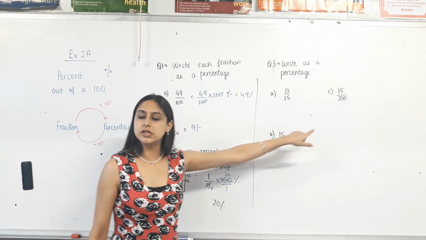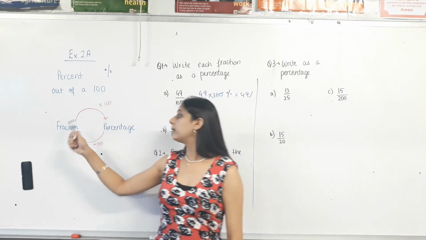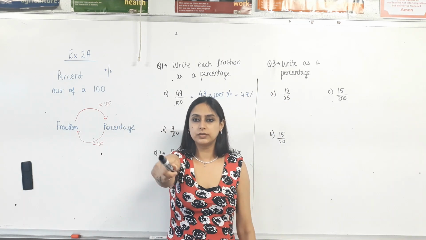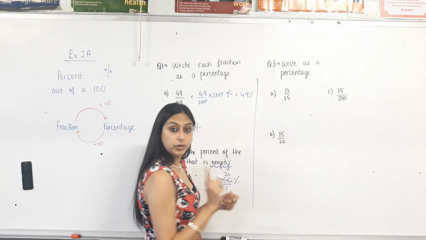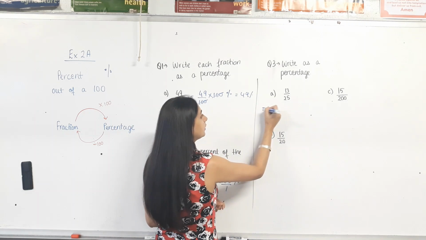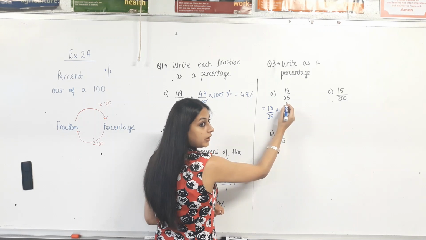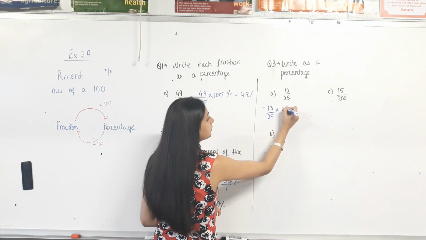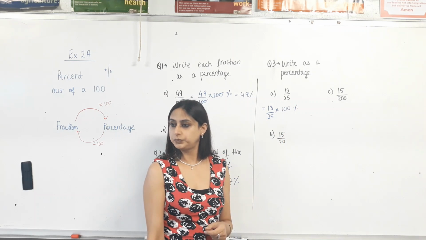Are these all fractions? Yes. We need to write them as percentages. What's the method? Fraction to percentage? Times by 100. Let's do that. Look at the working out. Equals 13 over 25. Calculators down. Eyes on board. Times by 100. As soon as I put times by 100, I put the percent sign.